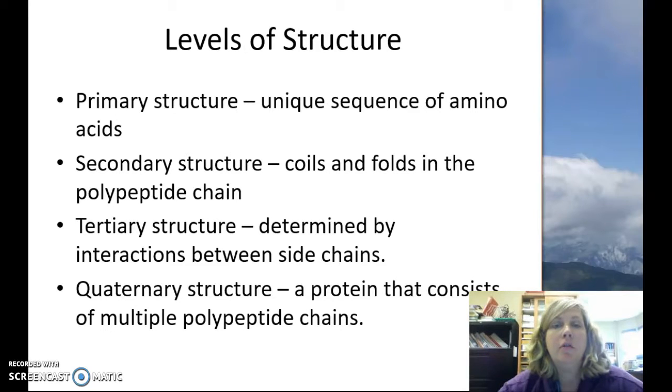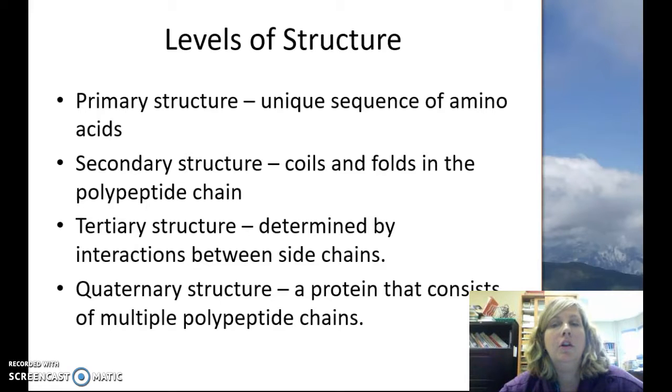The levels of structure start with the primary structure. So this is a unique sequence of amino acids. You can think of this like a series of beads along a chain, as a beautiful necklace. So if you think of these, each bead is slightly different from the one before it and the one that's after it. And that sequence of amino acids, of the 20 different types of beads or 20 different amino acids, gives each polypeptide its own unique structure.